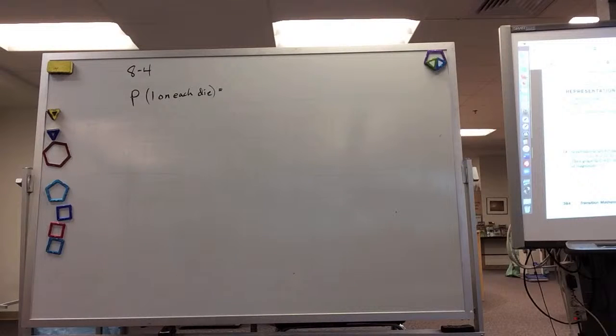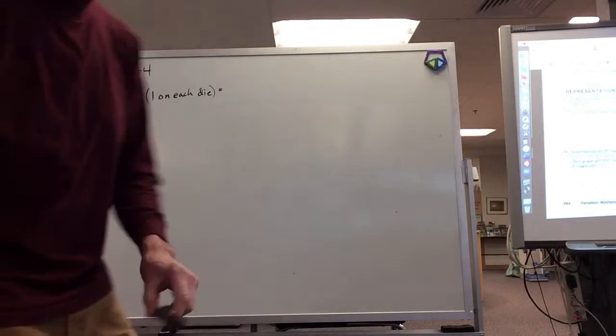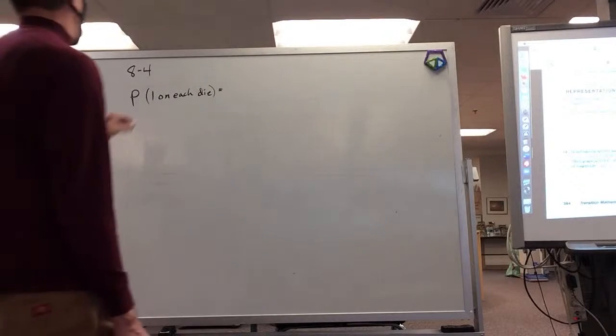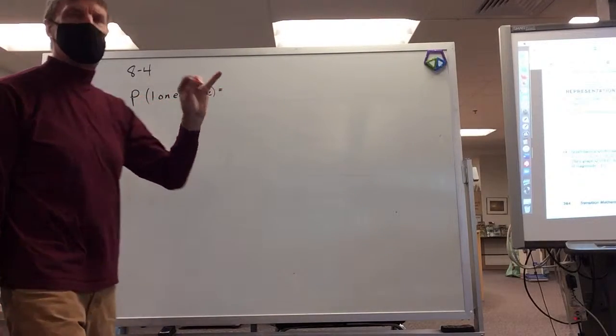Do you mean like roll 1 on both die, or just roll 1 on one die, at least? Have it come up like this. Snake eyes. The probability of getting a 1 on each die.